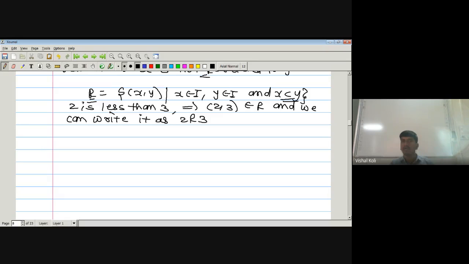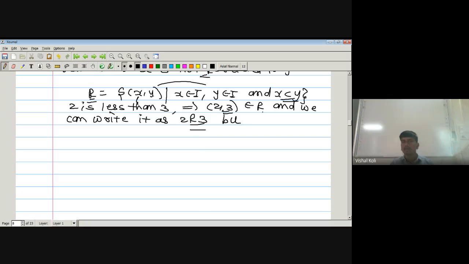Since here we have to take all the ordered pairs x, y, we choose x, y such that the first element x should be smaller than y. Here 2 is smaller than 3, then the ordered pair 2, 3 belongs to R, since 2 is less than 3, and we can write it as 2 is R related to 3.